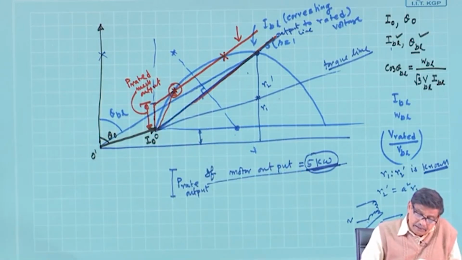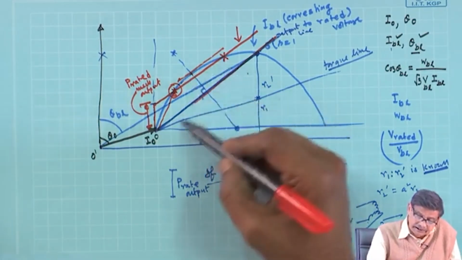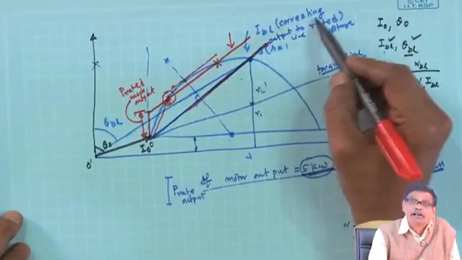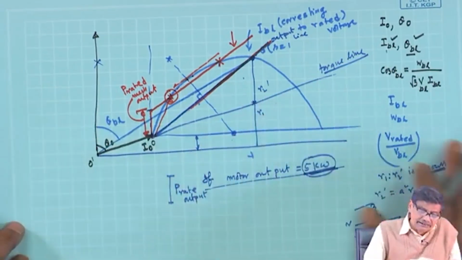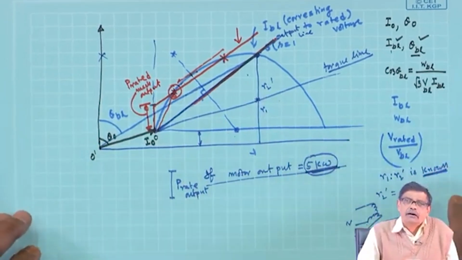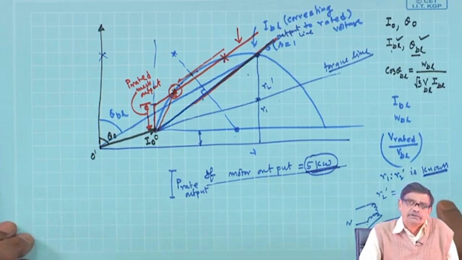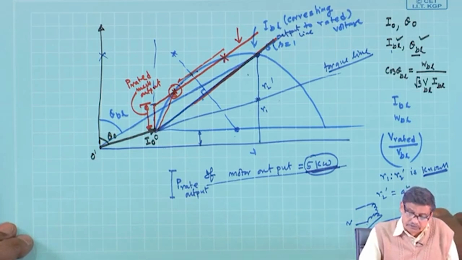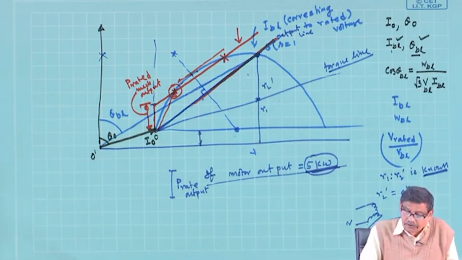What is the maximum mechanical power output you can draw? As I told you, you draw a line tangent to this circle parallel to the output line, and that will fix it up. So, this is a very elegant way of estimating, the word I am using all the time, the performance of an induction motor, and the efficiency I have already told.